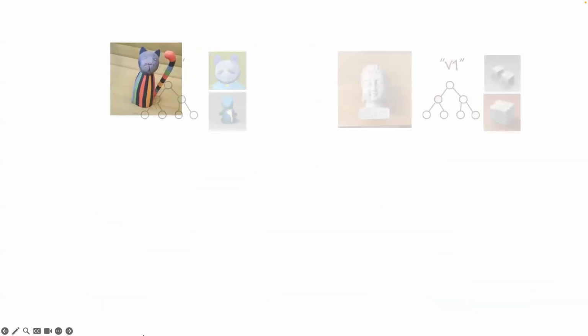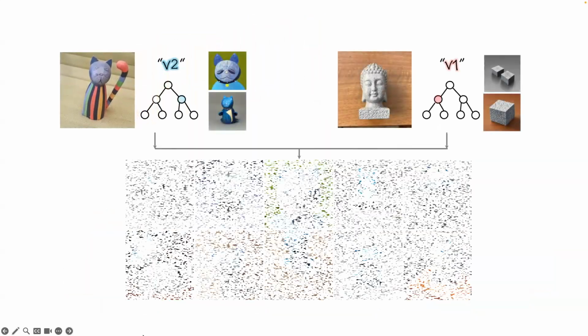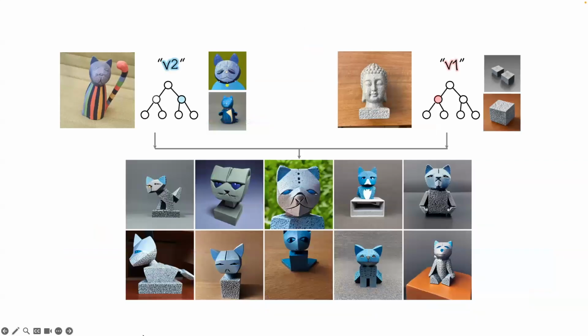And another nice thing about the method is that we can easily combine sub-aspects from different trees, because these are just new words in the dictionary, so we can simply use them together. So here, for example, we took the blue cat sculpture from the cat and the stone surface of the Buddha, and we can easily combine them to get these hybrids and nice combinations that can further help us explore ideas.